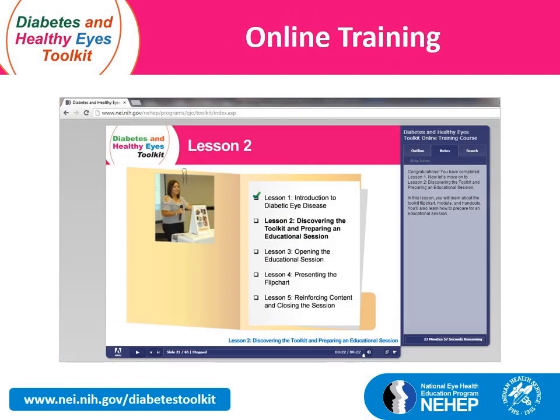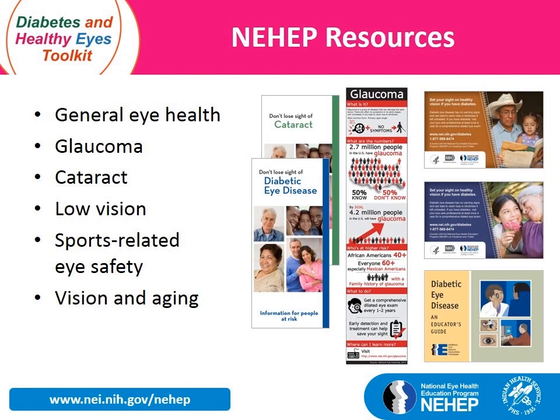And we'll present this URL throughout the rest of the webinar, so you can jot it down as we continue. Also on the NEHEP website at the same URL is an interactive online training course that you can take to learn how to use the toolkit. Now, the online course contains a lot of the same information that we covered in today's training webinar, but it also covers some additional content, including the educational activity that we've been mentioning throughout the second part of the webinar. The online training course takes about 45 minutes to complete, and the great thing is that at the end, you'll receive a personalized certificate. So that's the online training course at www.nei.nih.gov/diabetes toolkit.